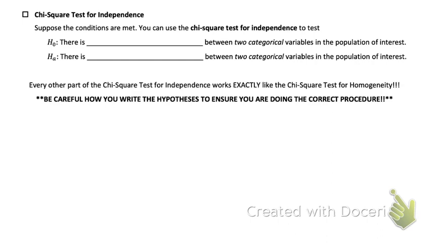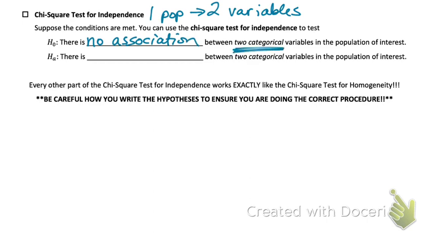So chi-square test for independence is when you have one population, but you're going to compare two variables, and the whole point of this is to see if an association exists. So the null hypothesis in a chi-square test of independence is that there is no association between the two categorical variables in the population of interest. What would be the alternative? There is an association in the two categorical variables in the population of interest.